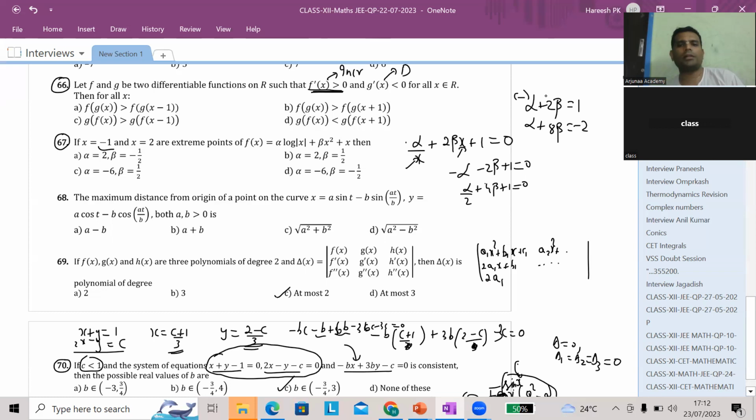So now when you subtract, you'll get beta as how much? Minus half. Isn't it? So alpha will be 2. So alpha is 2, beta is minus half. So direct question this. You understood, students? Yes, sir.